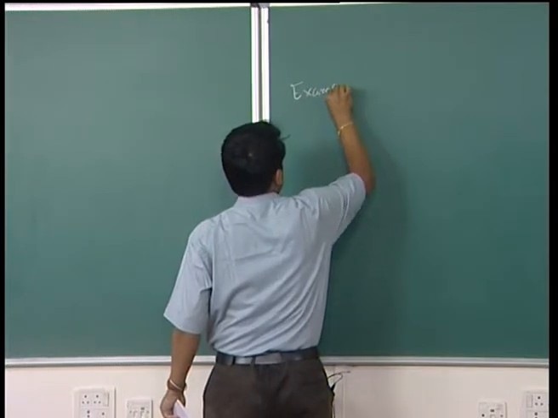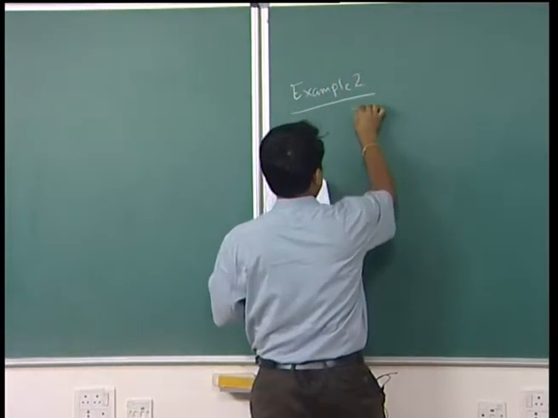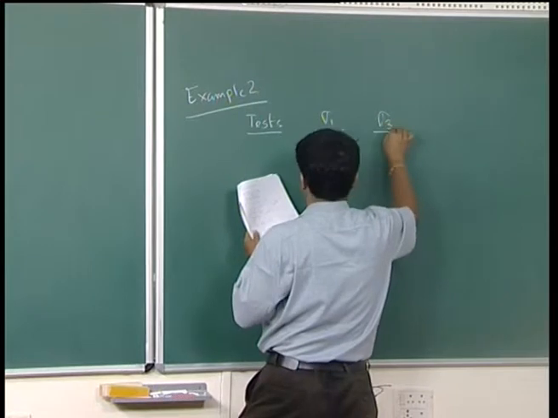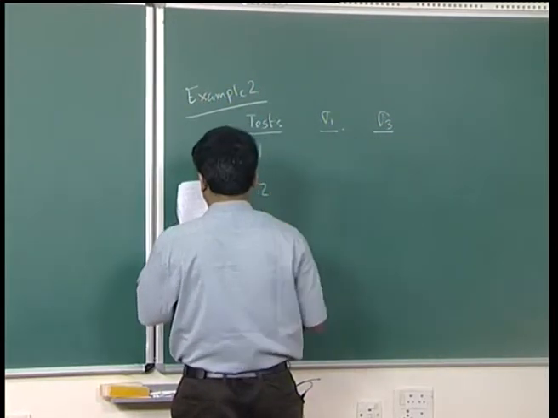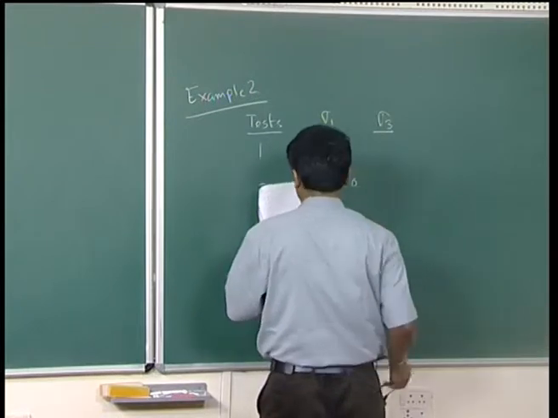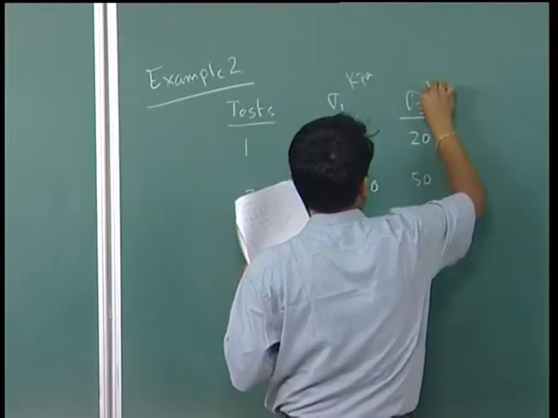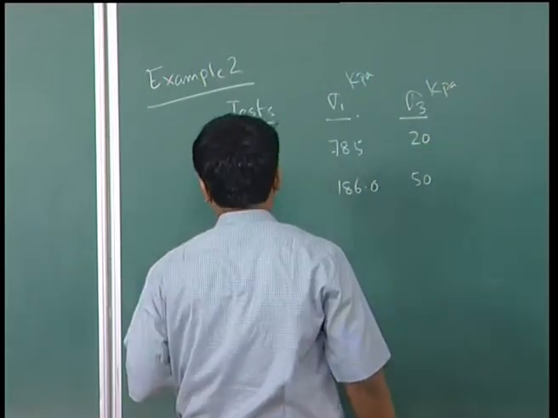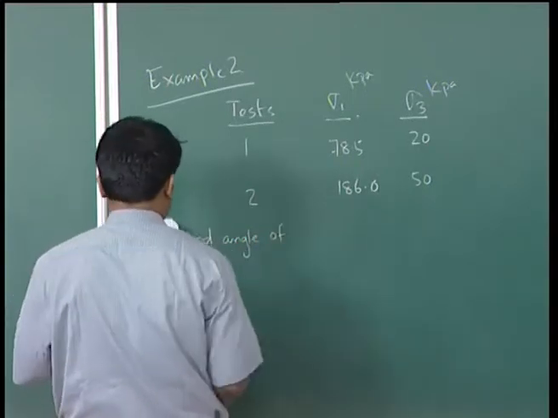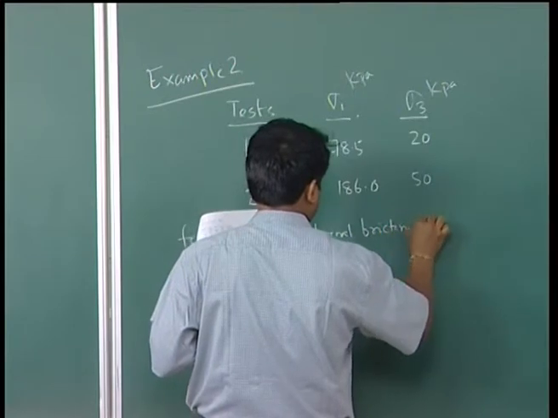Example 2, test, sigma 1, sigma 3, 1, 2, 78.5, 186.0, 20 and 50. This is in kPa, this is in kPa. Find angle of internal friction phi.